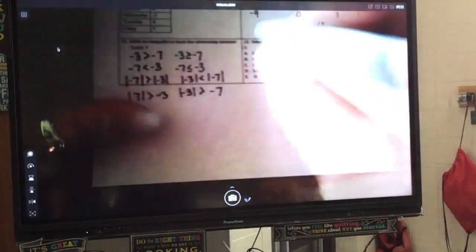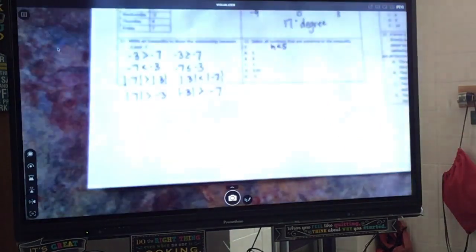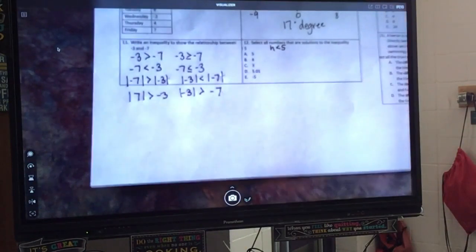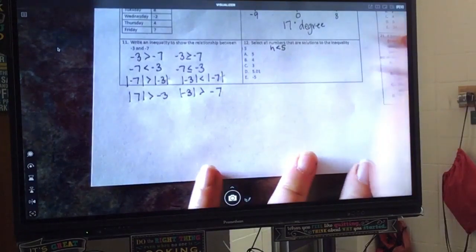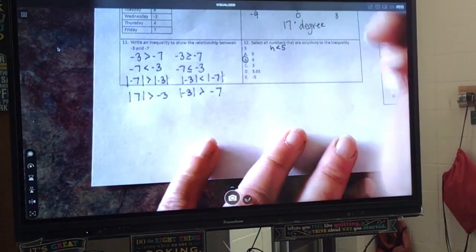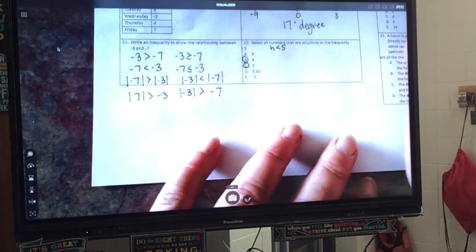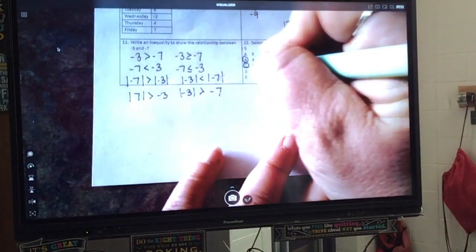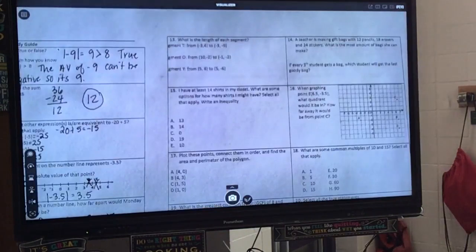All right, so our inequality was h is less than 5. So stand up if you picked A. Stand up if you picked B. Okay. Because 4 is less than 5, stand up if you picked C. Okay, 3 is less than 5, stand up if you picked D, 5 and 100. Okay, stand up if you picked E, -5. All right, perfect. All right, slide over to number 13.